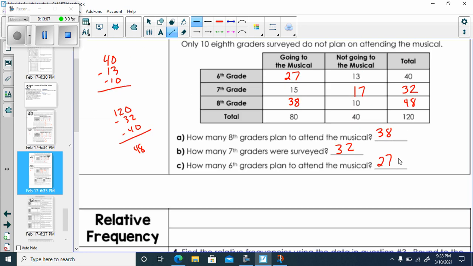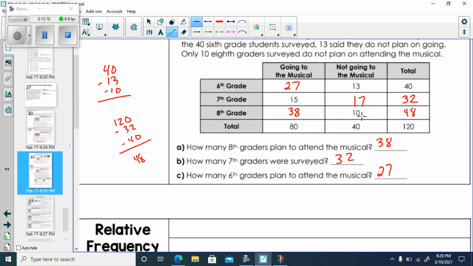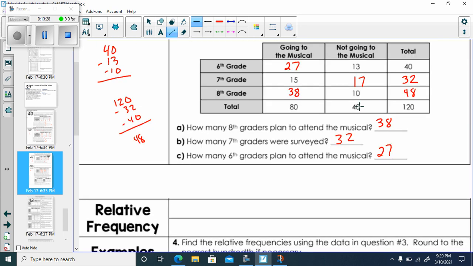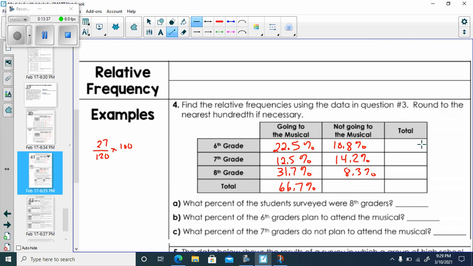All right, let's try this one. You've got 10, 8th grade, 10 people are not going to the musical. 10 divided by the 120 surveyed, that says 8.3% of the people surveyed are both 8th graders and they're not going to the musical. So what percent of the people are not going to the musical? That would be 40 divided by 120 times 100 is 33%. Well, that makes sense. If you're talking about 33.3%, that makes sense because this would add up to 100%, which is what you got to have for this to make sense. 100% of the people are surveyed.